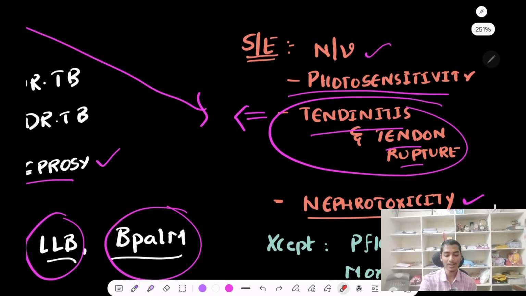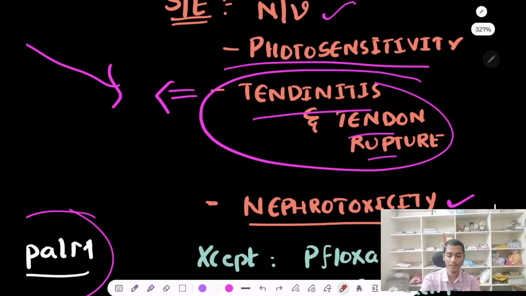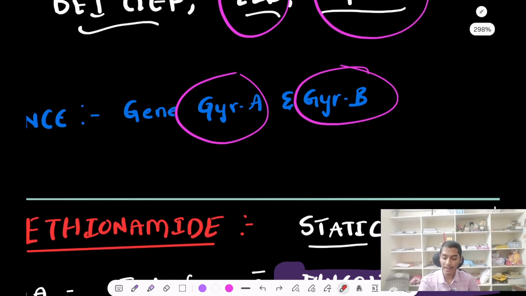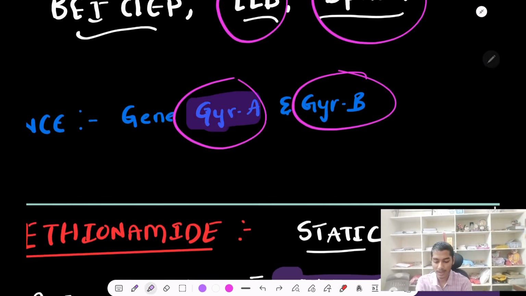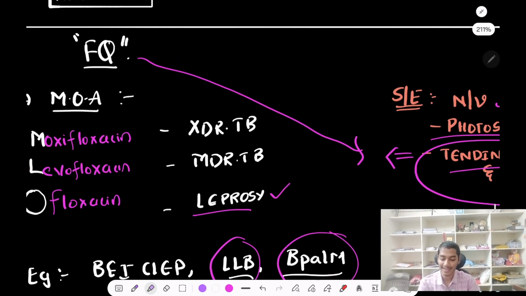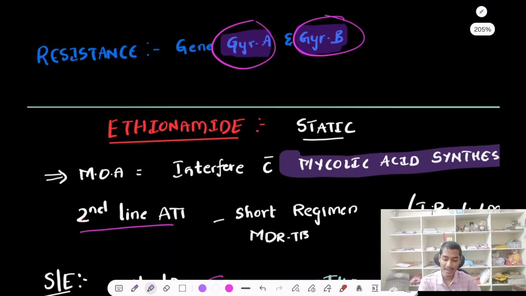So what are the side effects? As usual, we have nausea, vomiting, photosensitivity, tendinitis, and tendon rupture is the most specific side effect with the fluoroquinolones. Nephrotoxicity, except with pefloxacin as well as moxifloxacin, that is PM. Then we have the mechanism of resistance, because of mutation of the genes, that is gyrase, since they are inhibiting the DNA gyrase. So gyrase A and gyrase B gene.